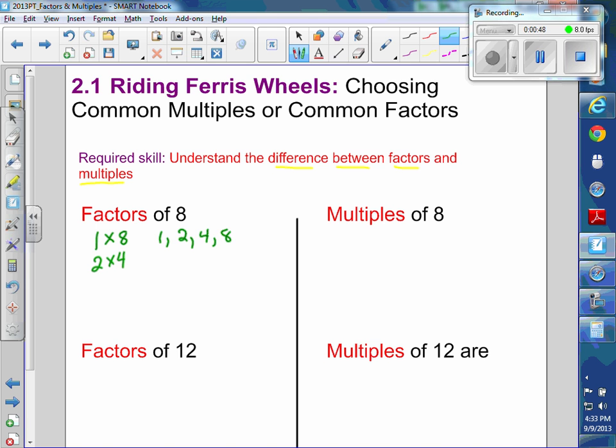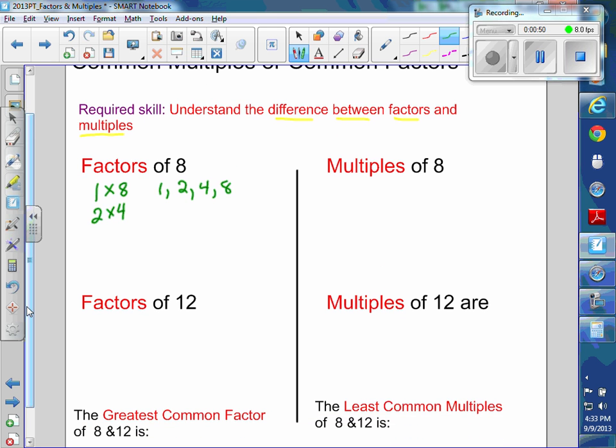The factors of 12 you would find using the same idea. Start with the lowest number, 1. 1 times 12 is 12. Then see if 2 goes in. 2 times 6 is 12. See if 3 divides into 12. 3 times 4 is 12. 3 goes into 12 4 times.